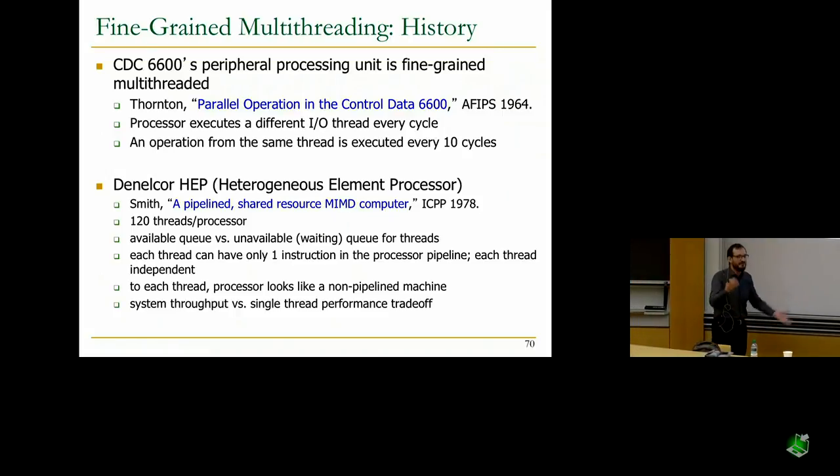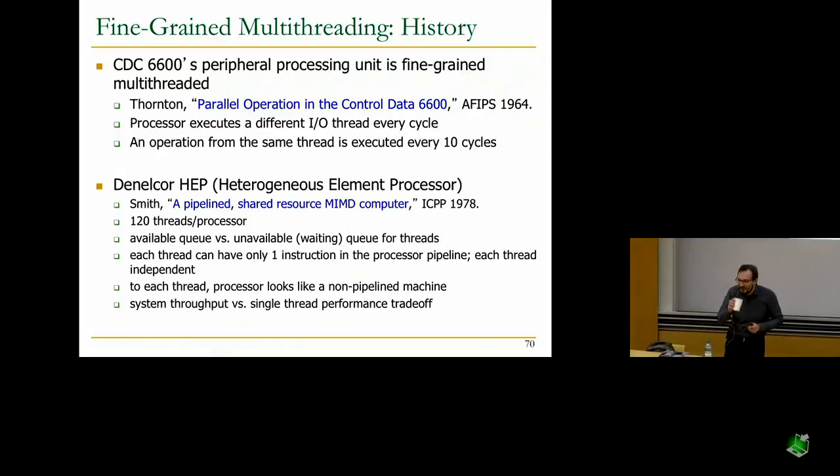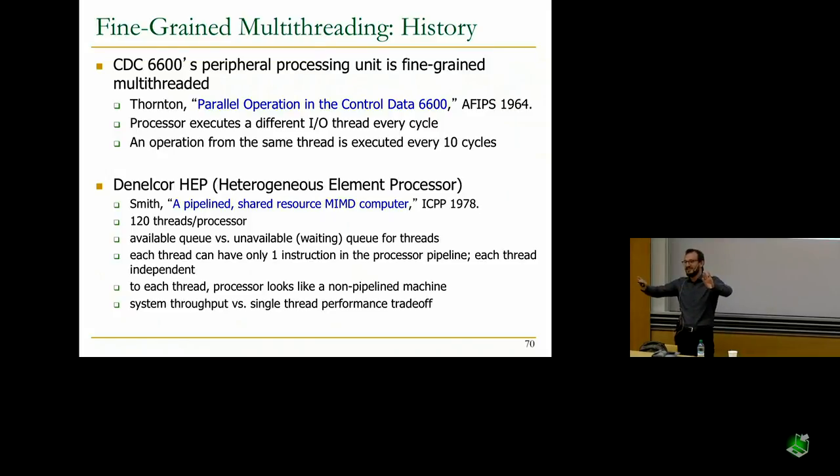So there's a huge trade-off between system throughput and single-thread performance. If you have only a single thread to execute, this is not going to buy you any performance. Yes? So there are separate register files. I'll show you an example. If you're fetching from thread 0, you go to the register file for thread 0. And that's the hardware cost.